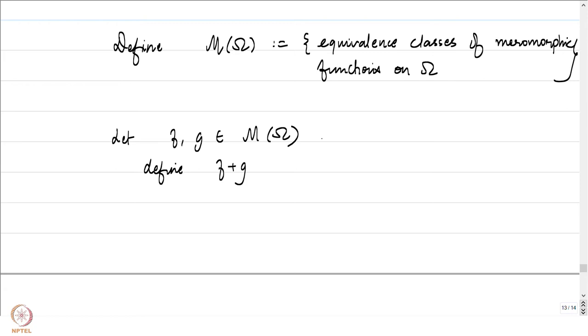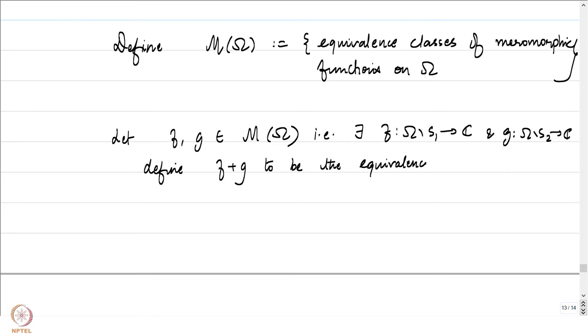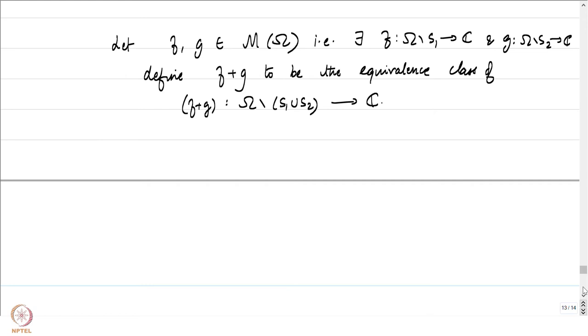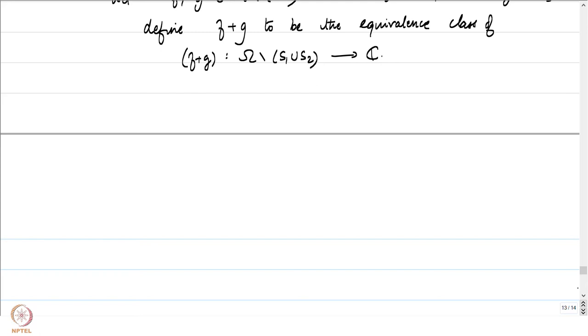That means, take a function f on omega minus S1 to C, and g from omega minus S2 to C, which represent F and G respectively, and define F plus G to be the equivalence class of the function f plus g, which is defined on omega minus S1 union S2 into C. There are a few checks to be done here. The first check is that f plus g is indeed a meromorphic function, and secondly, that this definition is well defined. I will not indulge in proving them; they are quite straightforward. It is easy to see that the sum of these equivalence classes is well defined.